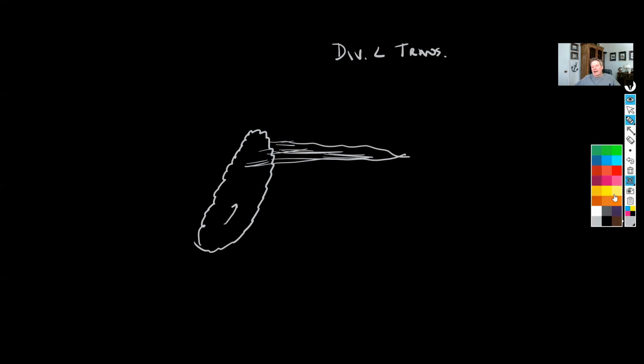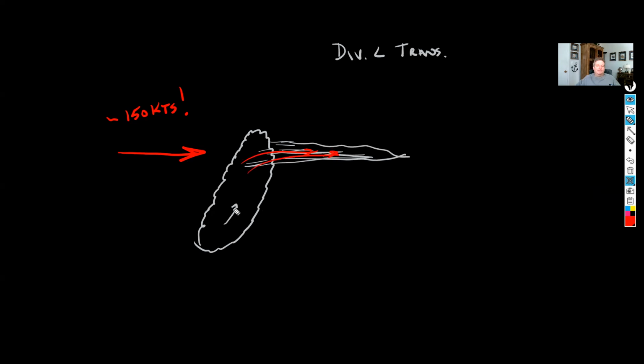The problem with that thinking was that the winds aloft were like 150 knots. Very strong winds. They were so strong that even though I had lots of divergence, everything kept going all in the same direction. And notice I drew this updraft tilted, which means there's shear.